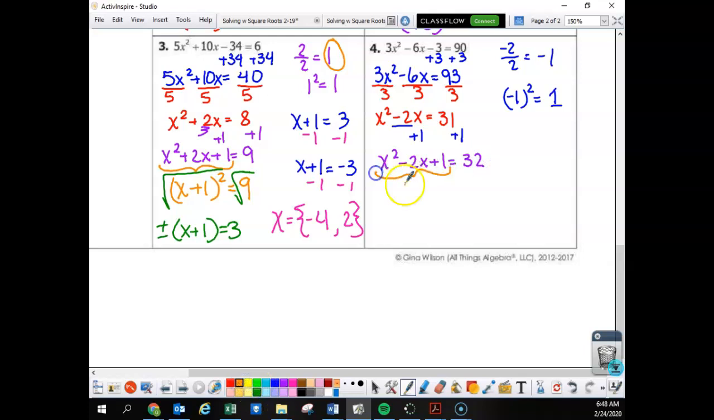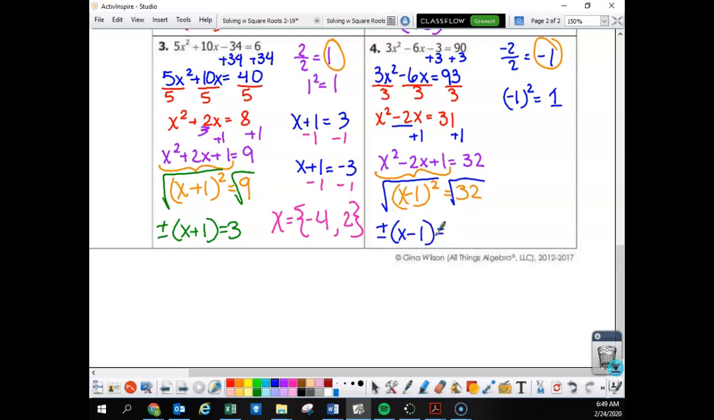This factors out to be your b value. So it's x minus 1 quantity squared equals 32. Just bring down 32. And then you take the square root of both sides. Oh, I went ahead of myself. That's not plus or minus yet. First, you got to take the square root of both sides. Then you get plus or minus x minus 1 equals the square root of 32.